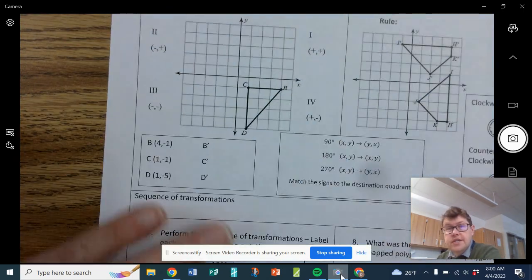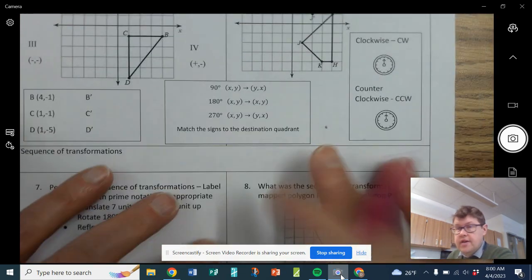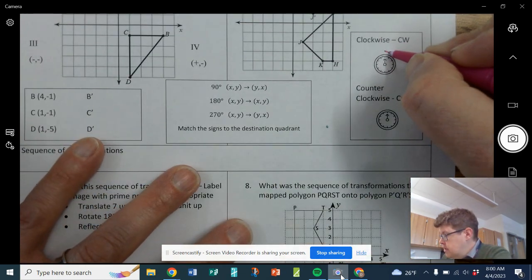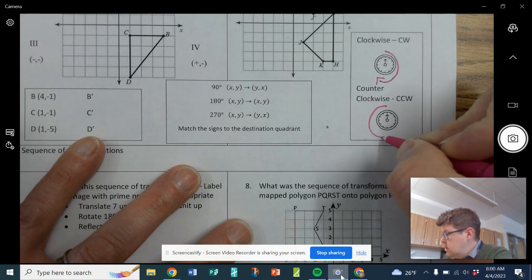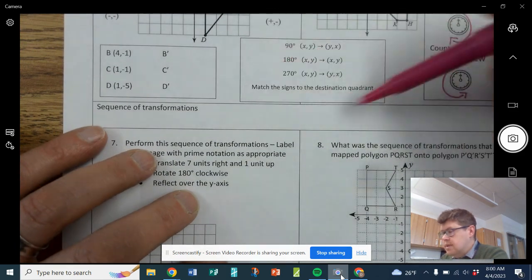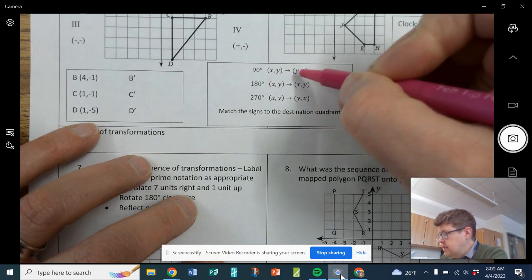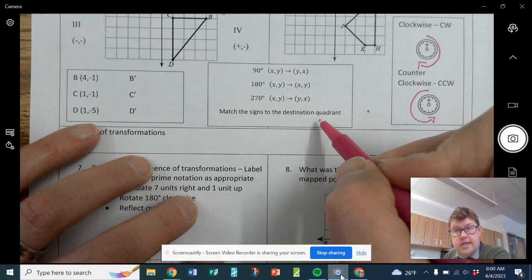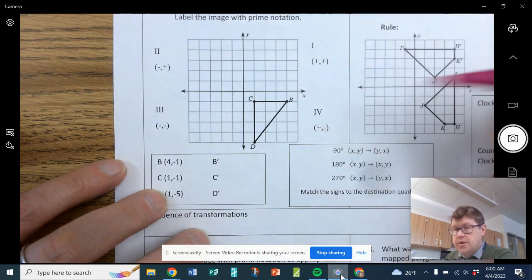Now we've got a rotation. This is a little more complicated. So we're going to go 90 degrees clockwise about the origin. I've got these right here. Clockwise goes this way. Counterclockwise goes this way. It's kind of a little cheat sheet. Okay. And then I've got the rules right here. When it's a 90 degree, you flip your X's and Y's, and then you match the signs to the destination quadrant. We want to talk about destination quadrant. That's kind of what these labels are, right?